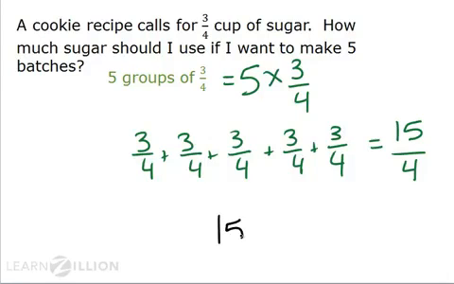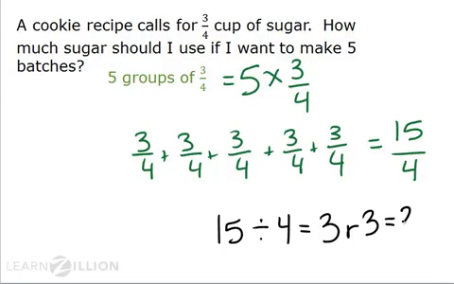So I'm going to divide 15 divided by 4. When I do this, I get 3 whole cups with a remainder of 3 pieces left over. Remember that my cup was split into 4 pieces, so this is 3 cups with 3 pieces out of 4 to make a cup, or 3 3/4 cups of sugar. To make 5 batches of cookies, where each batch calls for 3/4 cup of sugar, I need a total of 3 3/4 cups of sugar.